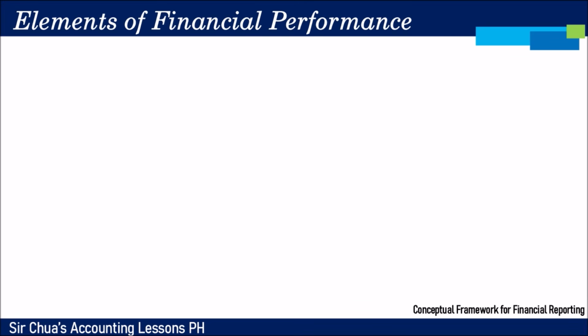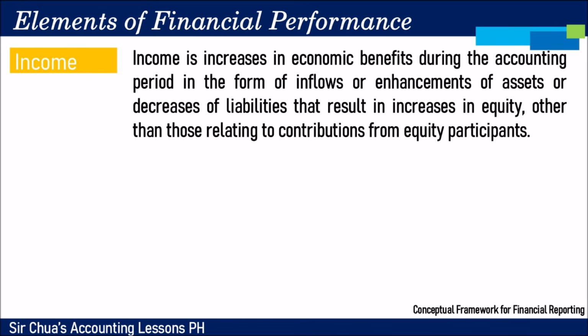Okay, so we have the following elements of financial performance. The two main elements of financial performance, first one is income. Income is the increases in economic benefits during the accounting period in the form of inflows or enhancement of assets or decreases in liabilities that result in increases in equity other than those relating to contributions from equity participants. Well, in its lightest sense, income is yung kinikita mo, di ba?